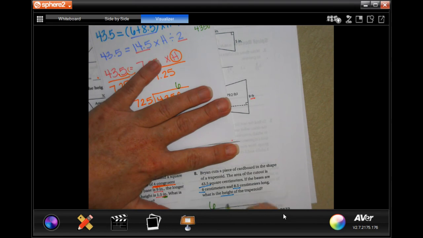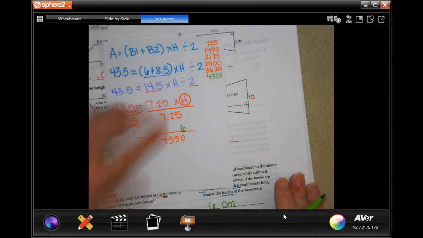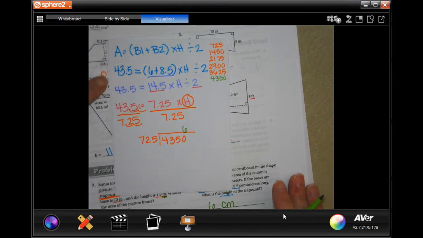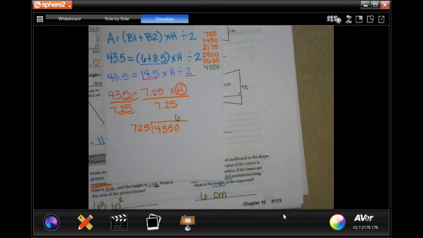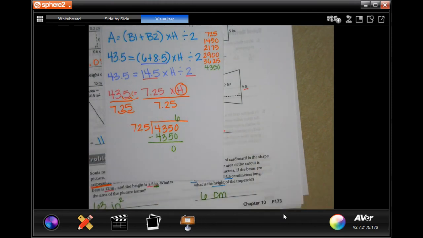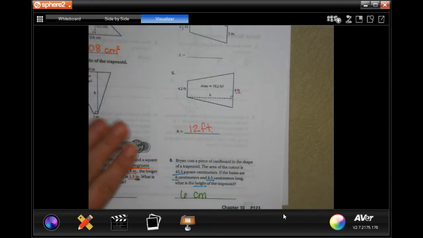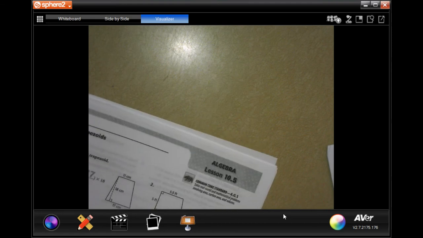It is going to be 6 centimeters. Okay, and we were finding the height, not the area. So it's not centimeters squared, it's just centimeters. So 6 centimeters. Go ahead and pause this, write down your work. All right, we're going to go into the back where you guys are going to do the lesson check, just like always.